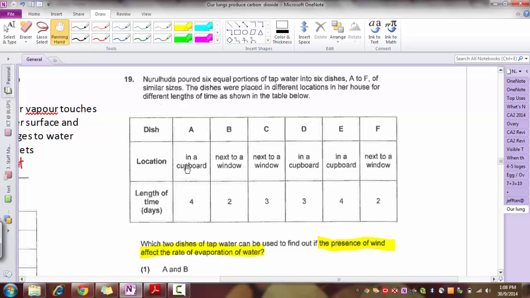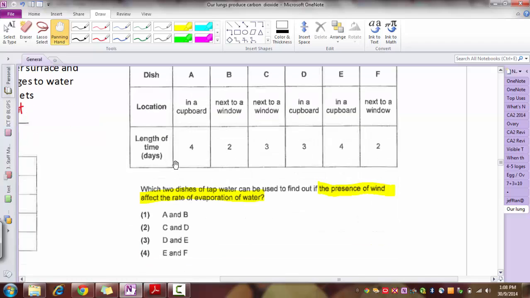Right, so the main difference is the location, and the location is the one that will affect the presence of wind. Okay, so different locations have more wind. So what are the 2 setups or the 2 dishes that she should be using? Right, so your answer should be 2, which is C and D.